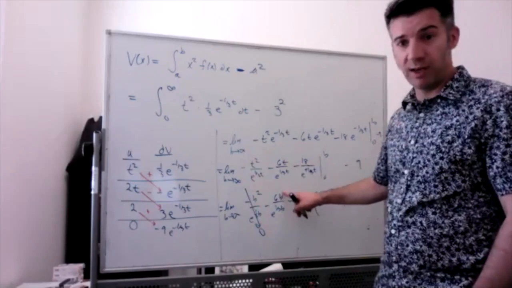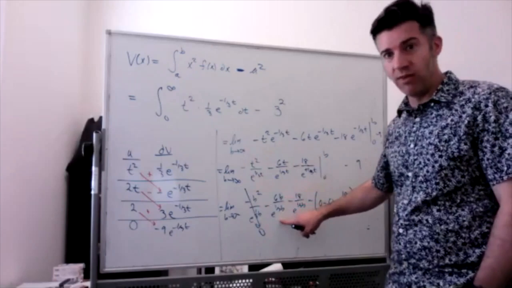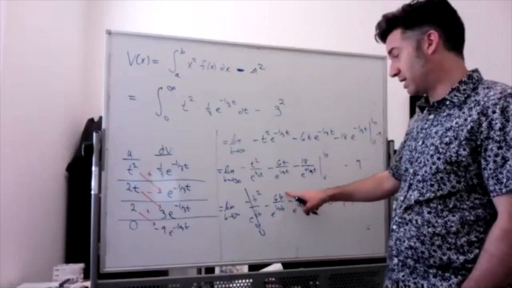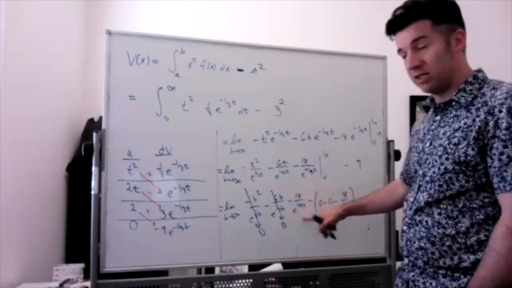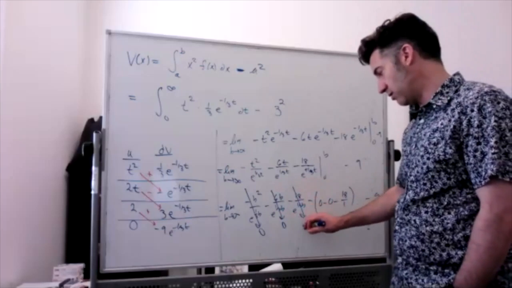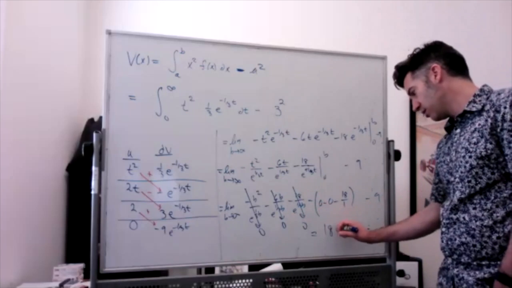Same deal here. Use L'Hopital's rule once. Derivative of the top is 6. Derivative of the bottom is 1/3 e to the 1/3 b. You get 6 over something going to infinity. That's going to go to 0. This is just 18 over e to the 1/3 b. That's going to go to 0. So we're left with negative 18 minus 9.